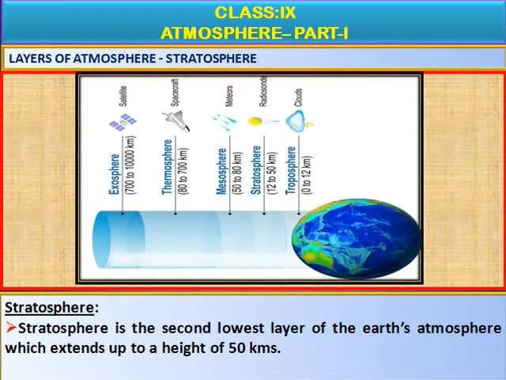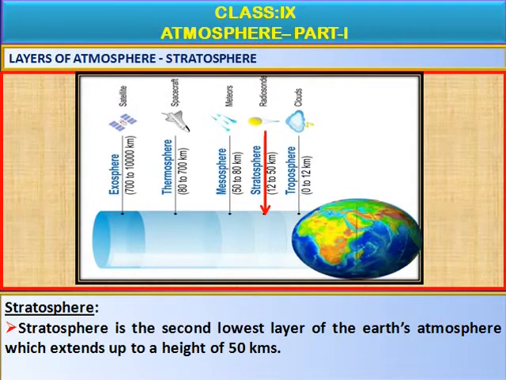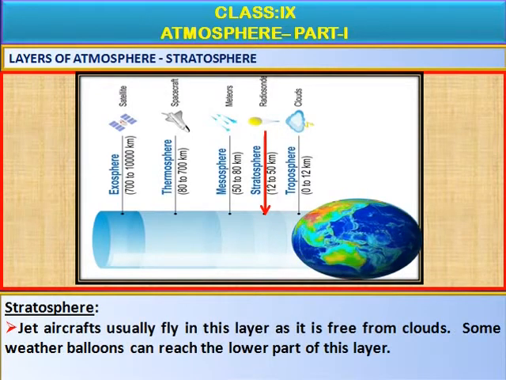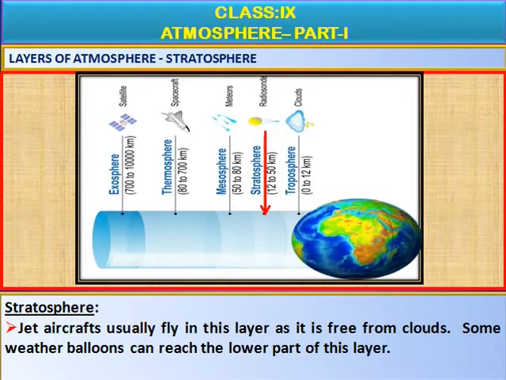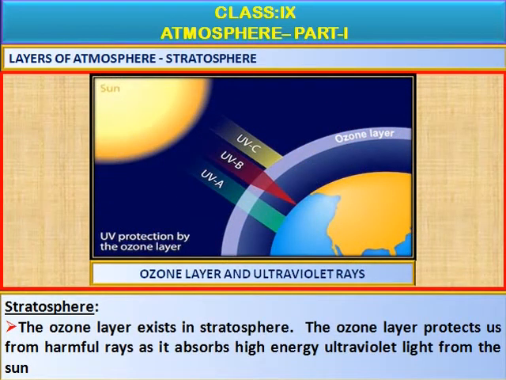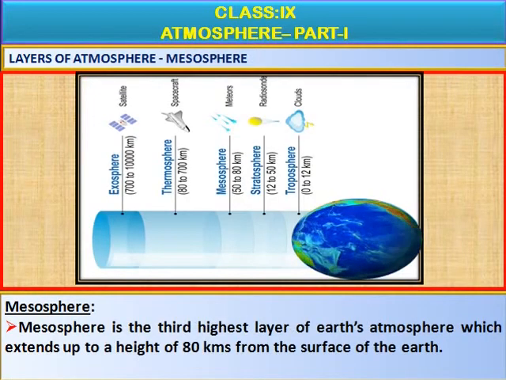Now stratosphere. It is the second lowest layer of the Earth's atmosphere, which extends up to a height of 50 kilometers. Jet aircrafts usually fly in this layer, as it is free from clouds. Some weather balloons can reach the lower part of this layer. The ozone layer exists in the stratosphere. The ozone layer protects us from harmful rays as it absorbs high energy ultraviolet light from the sun. Temperature increases with altitude because of increasing amounts of ozone.